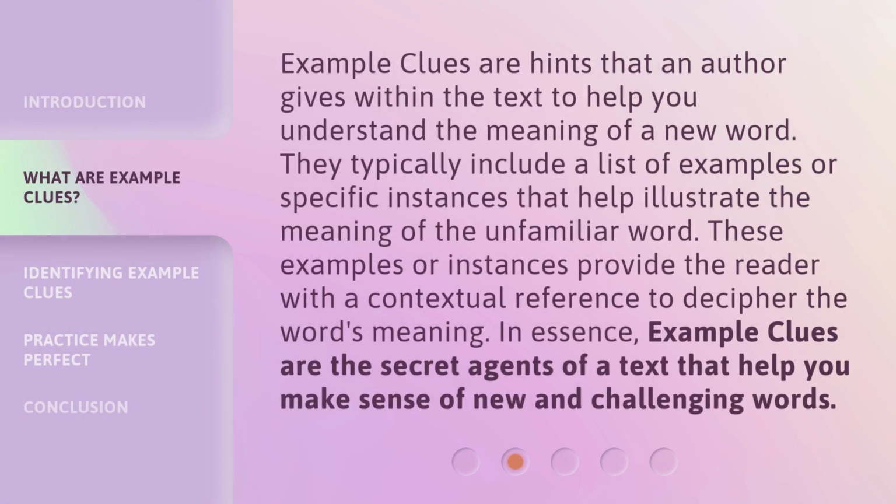Example clues are hints that an author gives within the text to help you understand the meaning of a new word. They typically include a list of examples or specific instances that help illustrate the meaning of the unfamiliar word. These examples or instances provide the reader with a contextual reference to decipher the word's meaning. In essence, example clues are the secret agents of a text that help you make sense of new and challenging words.